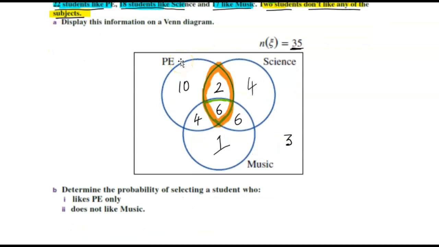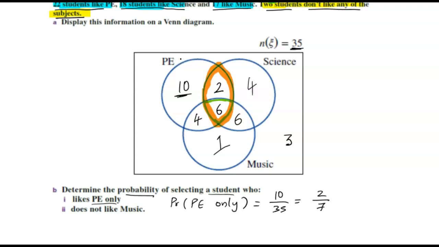Right, now let's move on to some questions. They want us to determine the probability that a student likes PE only. So let's look into the PE circle. There are some common bits that are part of other circles. The only bit that's only PE is the number 10. So that's going to be 10 out of 35, which simplifies to 2 on 7. It's really important we simplify fractions.